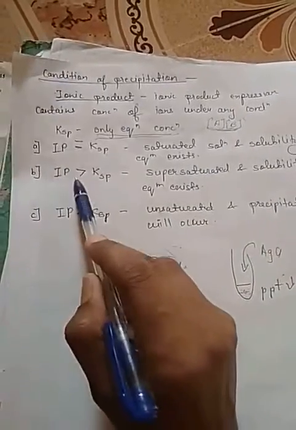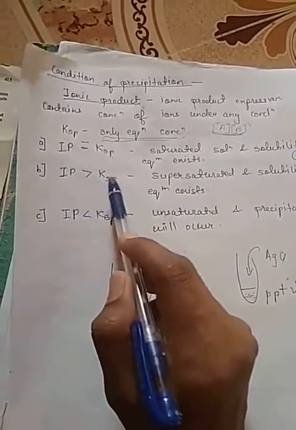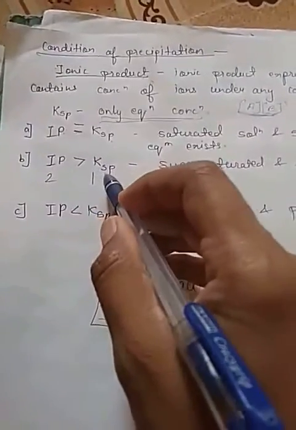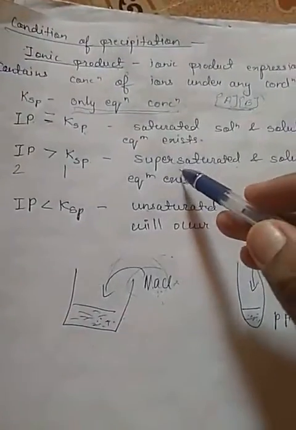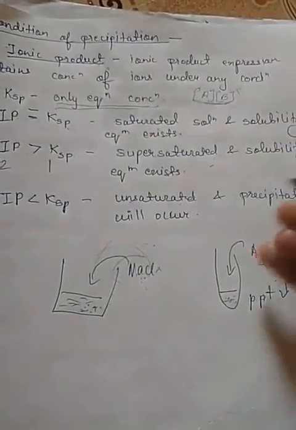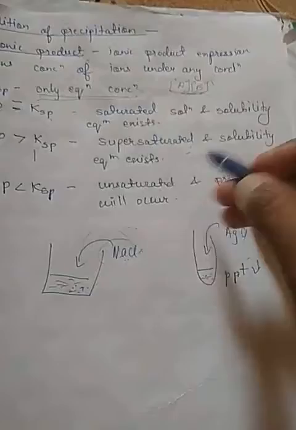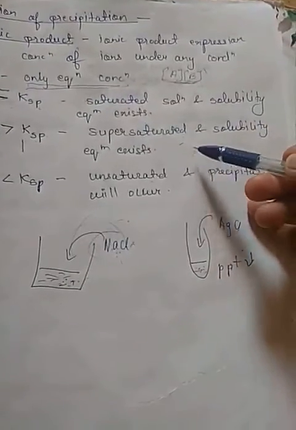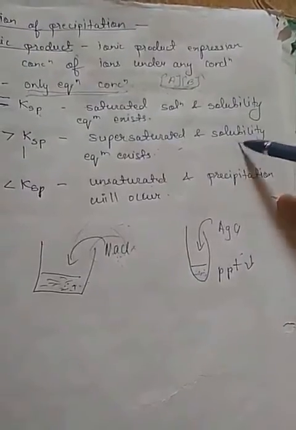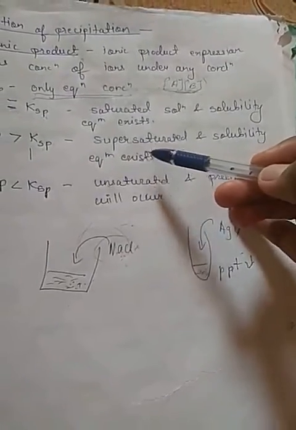When the ionic product is greater than the solubility product, for example, ionic product is 2 and solubility product is 1, at that time the solution is supersaturated. Supersaturated means no more solute dissolves in the solvent. That is known as a supersaturated solution, and again a solubility equilibrium exists between the ions and the compound.